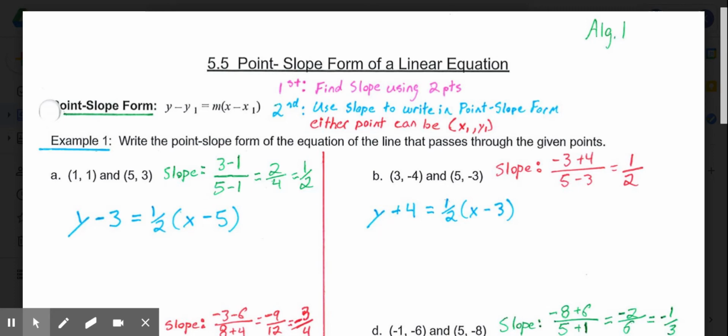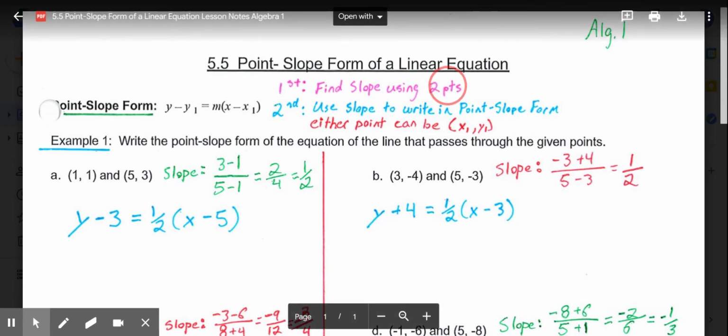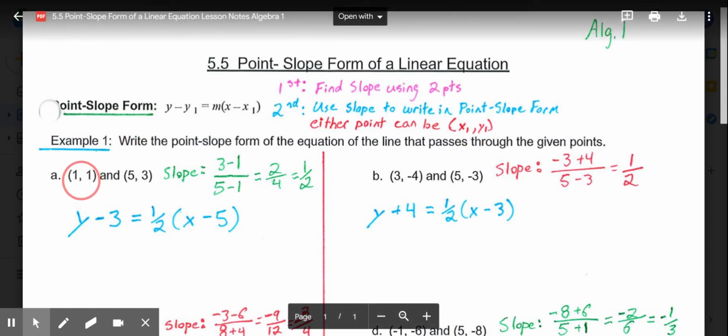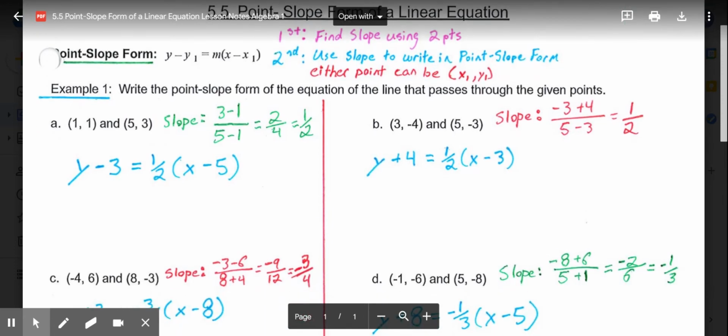So really to use point slope form, if you're given 2 points, there's only 2 steps to figure out point slope form. The first is find the slope using the 2 points. And then the second is use the slope in our equation for m. So we're going to write the slope in for m in point slope form. And then we're going to use either point that they gave us as x1, y1. So we could use this point or this point to write our final equation. So let's look at this process in a few examples.